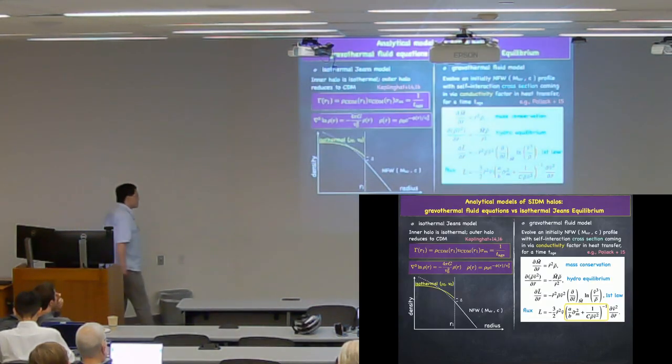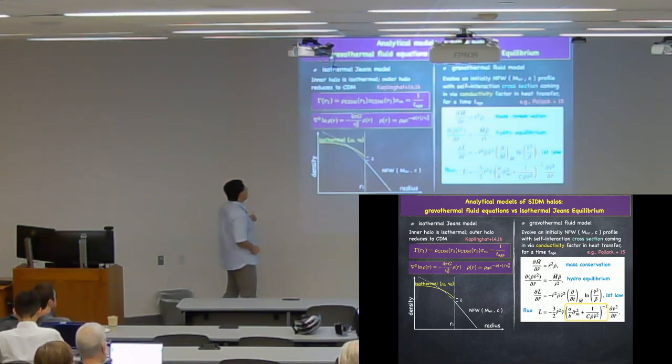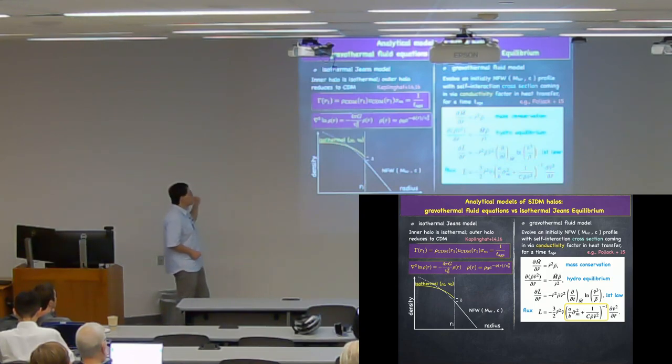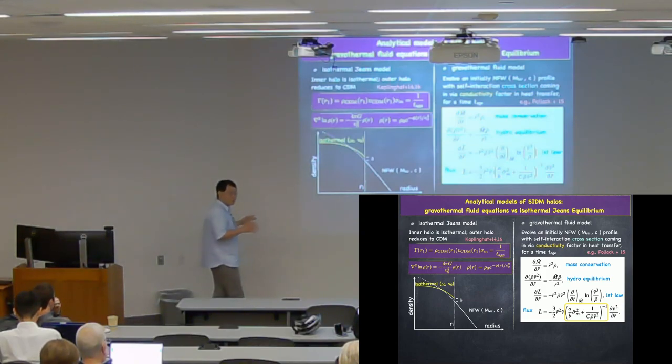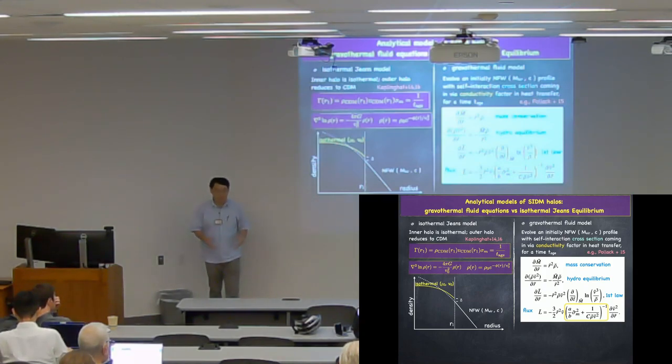There are two analytical methods that can describe these ICIDM halos. I don't want you to dive into the equations. I will just mention the basic idea. The first one is the isothermal Jeans model. It's very simple. It's just based on the idea that the inner halo is isothermal and the outer halo reduces to CDM. So you can work out the transitioning radius R1. Essentially, within R1, your scattering is so efficient that you have at least one scattering of dark matter particles within the age of the halo.